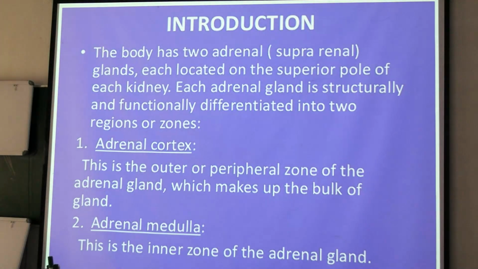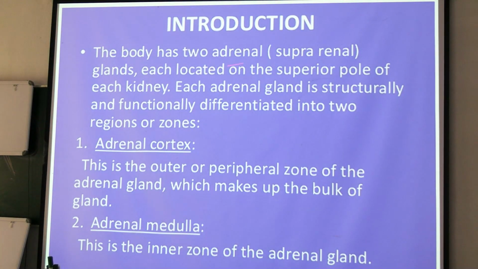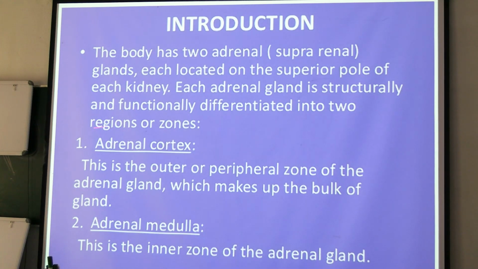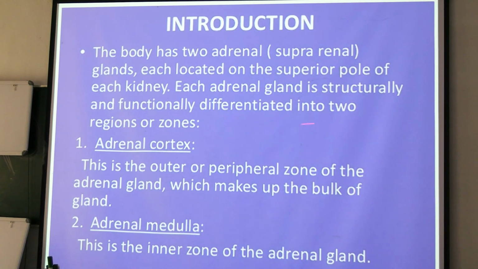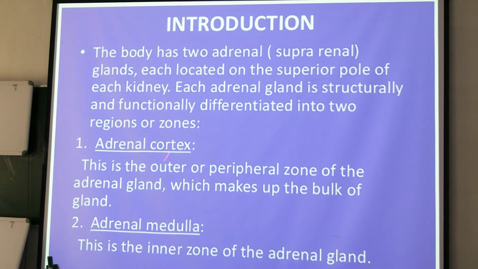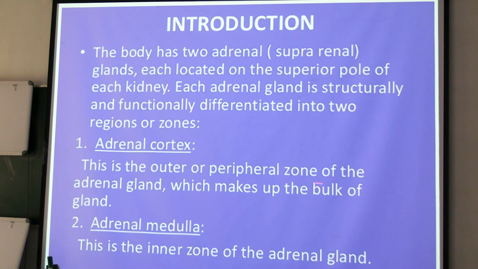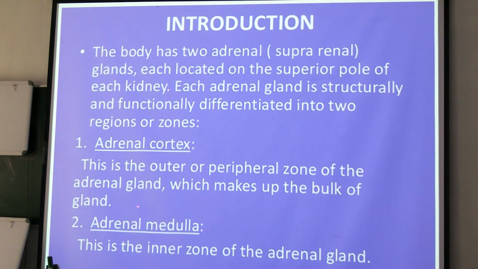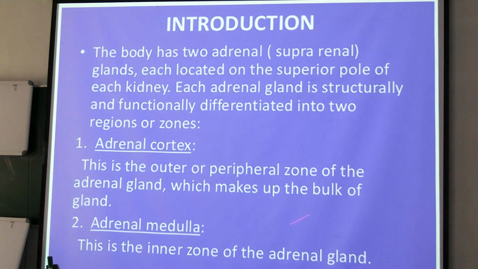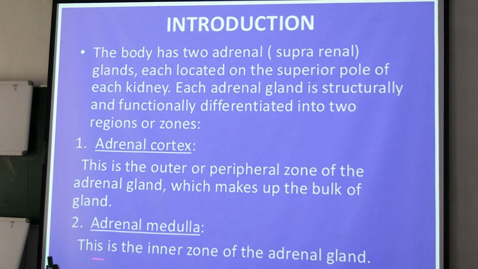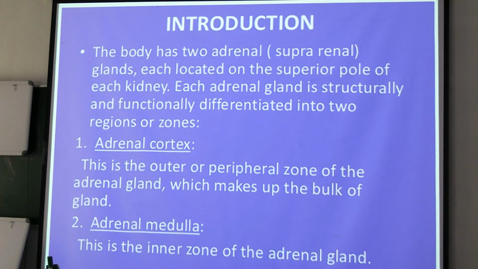Okay. So the body has two adrenal glands or suprarenal glands, each located on the superior pole of each kidney, and each adrenal gland is structurally and functionally differentiated into two regions or zones: adrenal cortex and adrenal medulla. Cortex is the outer and peripheral zone of the adrenal gland, which makes up the bulk of the gland. Maximum portion is formed by this cortex. Okay, the medulla is very less in volume, and the adrenal medulla is the inner zone of the adrenal gland.